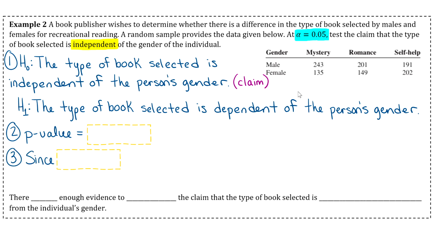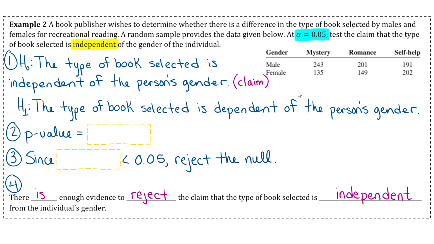And then step 3, whatever that p-value is, I'll tell you that it is less than 0.05. So that means we reject the null hypothesis. So we're rejecting the null, which is the claim. So we'll say that there is enough evidence to reject the claim that the type of book selected is independent from the individual's gender.